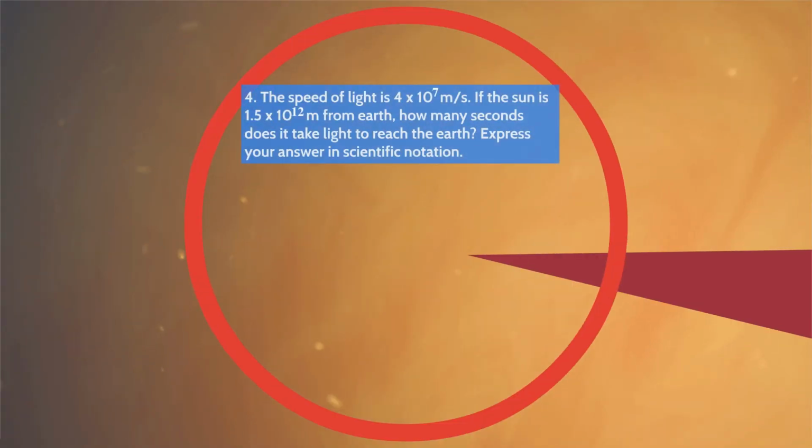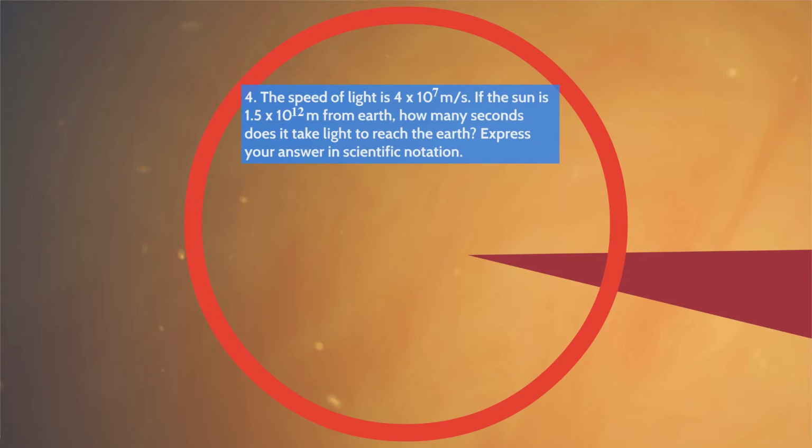The speed of light is 4 times 10 raised to the 7th power meters per second. If the sun is 1.5 times 10 raised to the 12th power meters from Earth, how many seconds does it take light to reach the Earth? Express your answer in scientific notation. In order to solve the problem, we need to know what is being asked. So the problem is asking for the time in seconds for the light to reach the Earth.